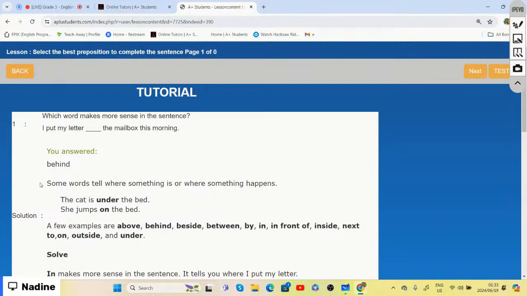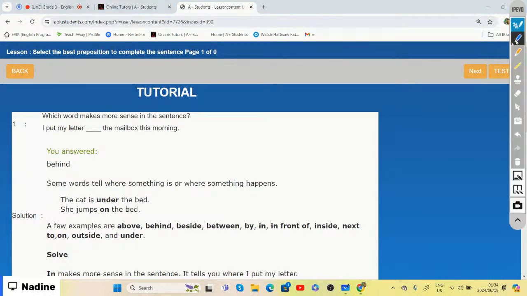All right, so we can say that I put my letters in the letter box. So in the letter box. Right? So well done. Oh, mailbox. Sorry, in South Africa we say letterbox, in the mailbox.